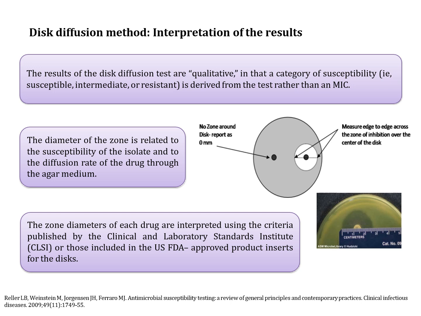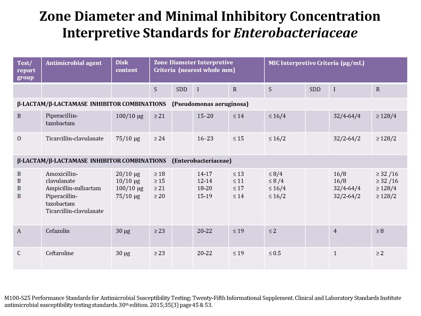No zone around the disc means the organism is resistant to the antibiotic. If there is a clear zone of clearing in the agar around the antibiotic disc, it is either sensitive or intermediate based on the breakpoints. Zone diameters of each drug are interpreted using the CLSI, EUCAST, or FDA guidelines, and the zone of clearing is interpreted as sensitive, intermediate, or resistant. Similarly, for MICs we refer to the CLSI and EUCAST guidelines to interpret the MICs as sensitive, susceptible dose dependent, intermediate, or resistant.